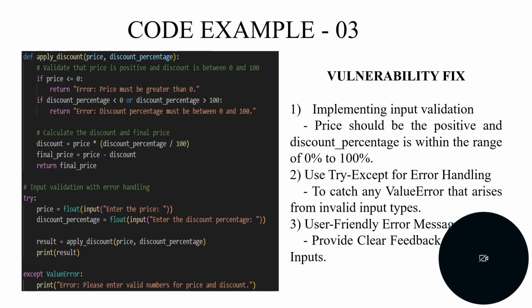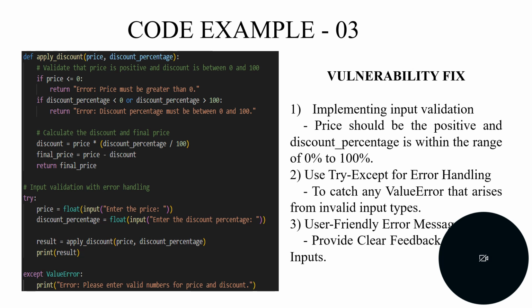If the price is less than or equal to 0, the function returns an error message, price must be greater than 0. If the discount percentage is less than 0 or greater than 100, the function returns an error message, discount percentage must be between 0 and 100. So like this, it will prevent invalid data from being processed. And the second one is using try except for error handling.